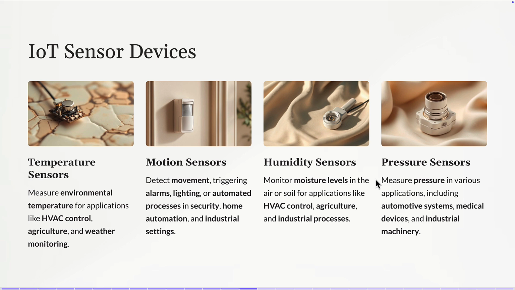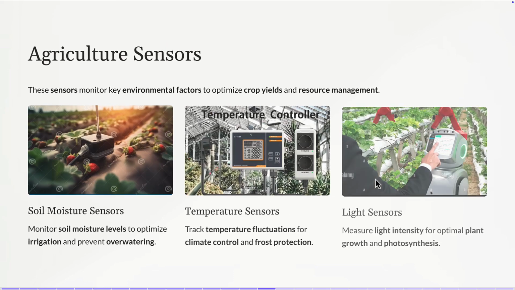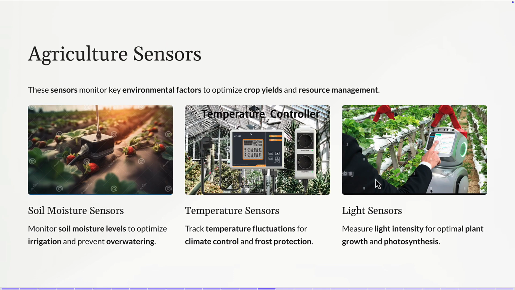Humidity sensors measure the humidity. And pressure sensors, used in various applications like automotive systems, medical devices, and industrial machinery. In cars, yes. So the car is full of sensors. And the problem is if one of the sensors fails, I'm going to have a lot of issues with that. Soil moisture sensors, we talked about this also, to optimize irrigation and prevent over-watering. Temperature sensors are used for greenhouses, and light sensors also.